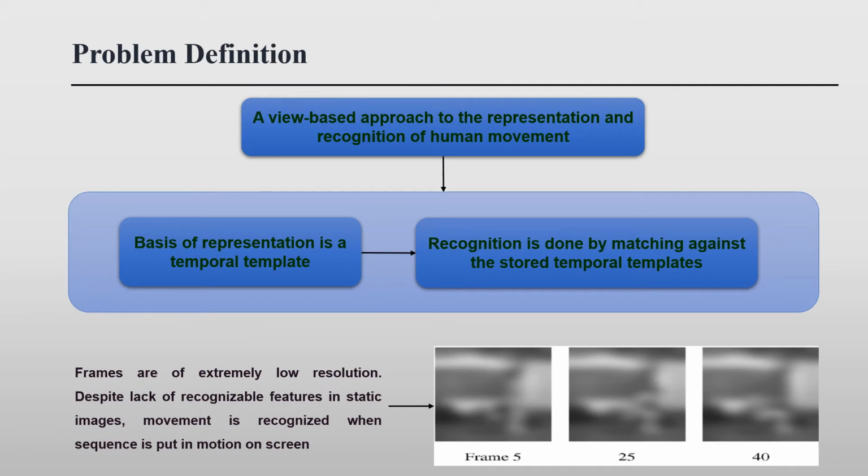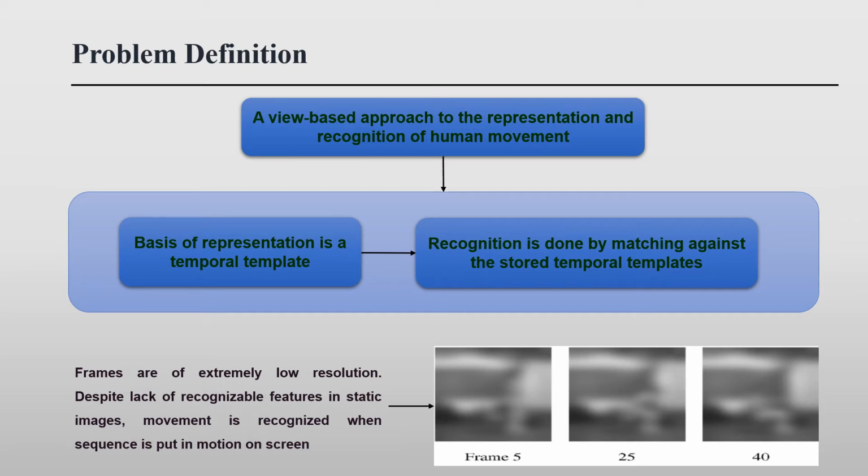Coming to the problem definition, as defined in this paper, the main aim is to represent and recognize human movement by a view-based approach. The basis of the representation is a temporal template. A temporal template is a static vector image which is used to represent the movement of a subject in the given image, and the recognition is done by matching against the stored temporal templates.